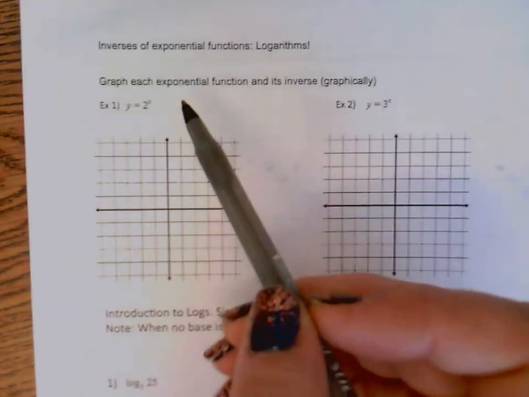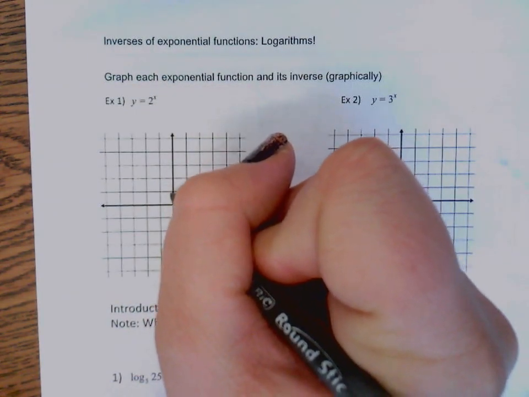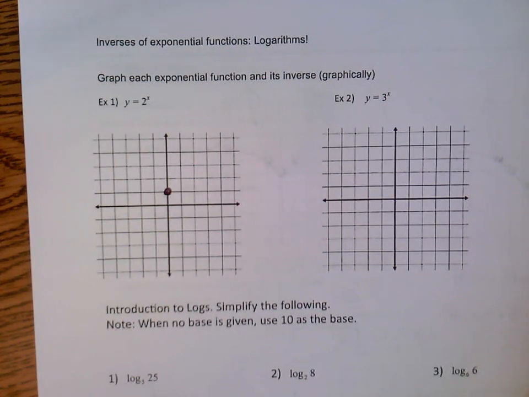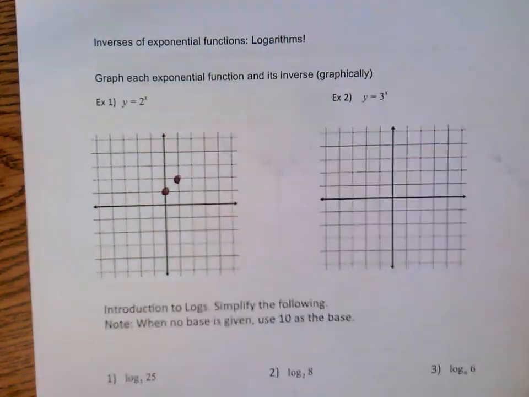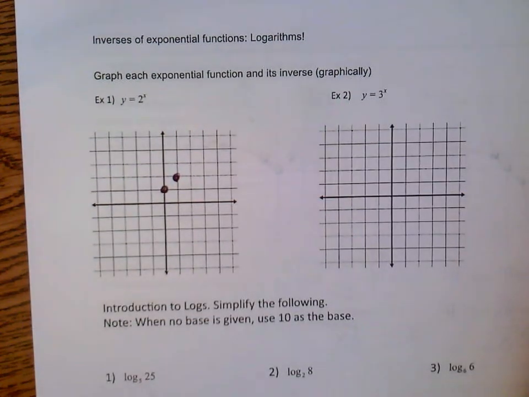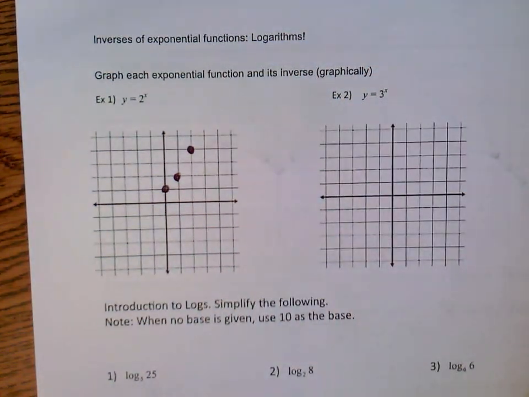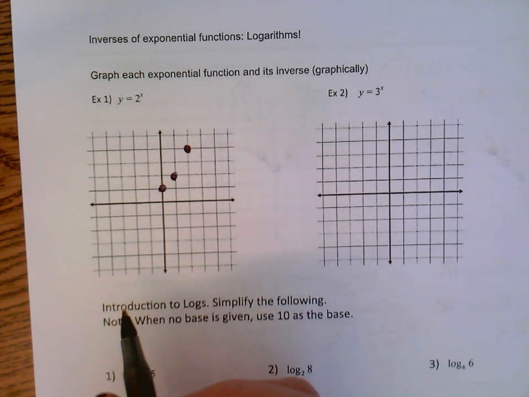So 2 to the x, what are the key points? We know that it has a y-intercept at 0, 1. We know that 2 to the first power is 2. So 1, 2. We know that 2 squared is 4. And what is 2 to the negative first power? 1/2, right?